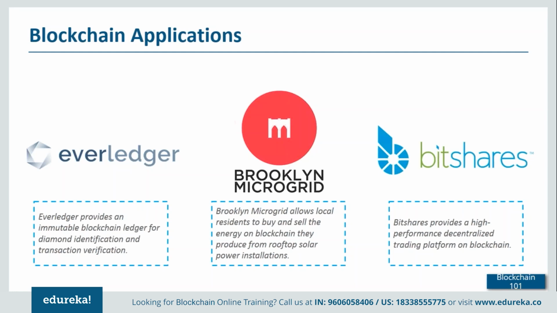So today when you go into most popular diamond merchants, I'm quite sure you can find them using Everledger to maintain a ledger of all the diamond transactions involved. Then you have your Brooklyn Microgrid, which basically is a platform for buying and selling energy that they produce from their rooftop solar panels. Interesting, right? Finally, you have BitShares, which basically is a high performance decentralized trading platform on Bitcoin. Now the item of trade can be anything as per your choice, but again it is quite growing.